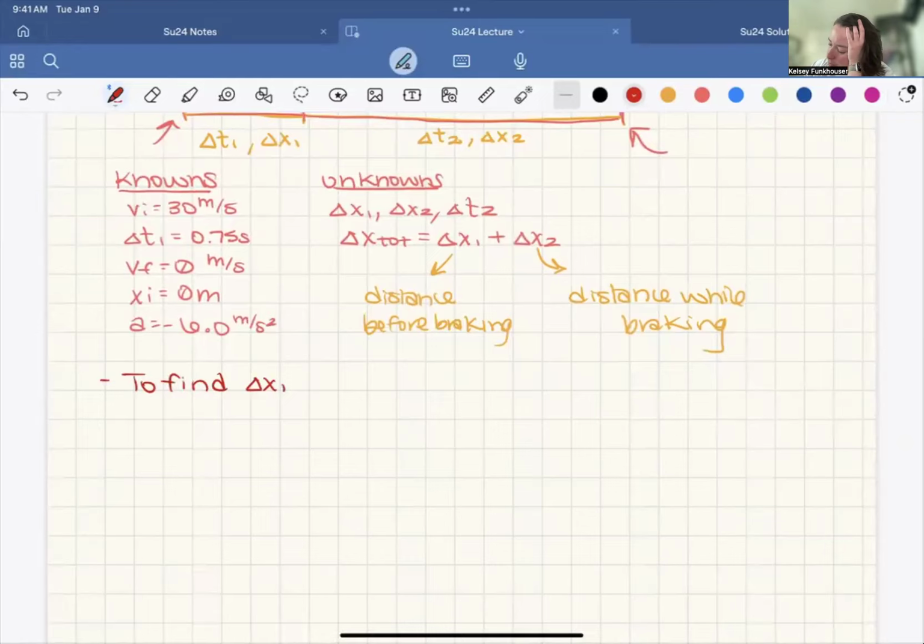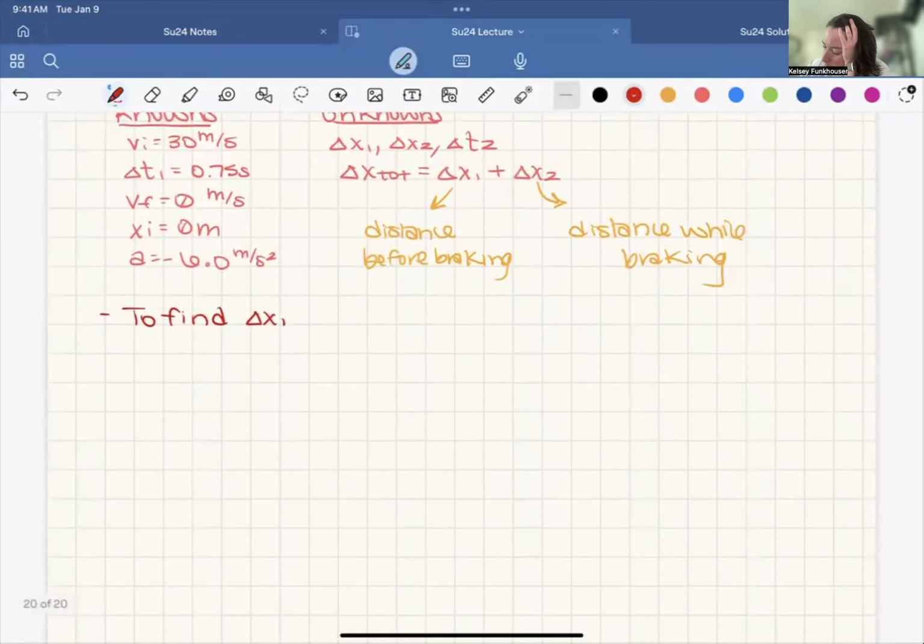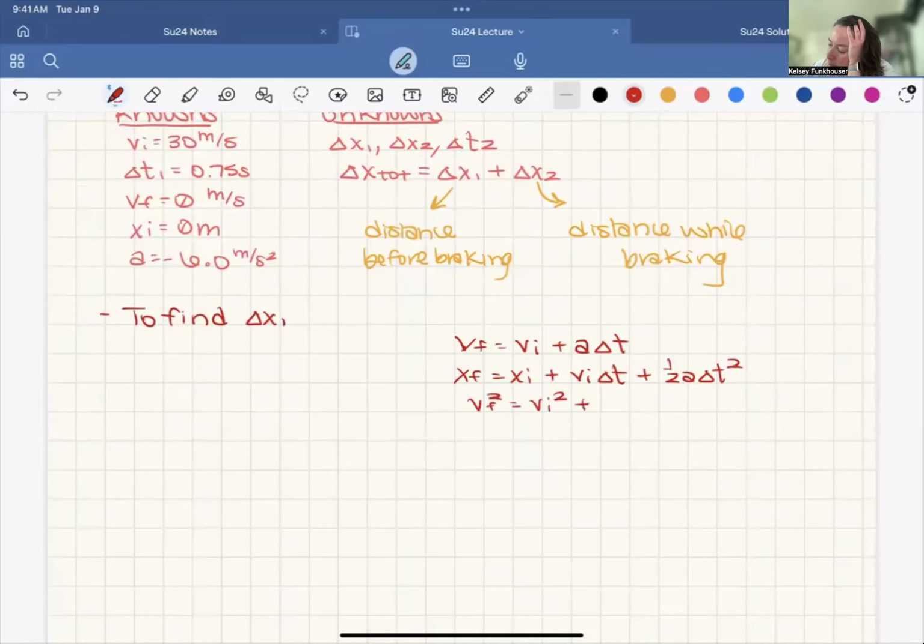So maybe I'll write our equations over here. So what do we got? V final equals V initial plus acceleration times the time interval. X final equals X initial plus V initial times the time interval plus 1/2 acceleration times the time interval squared. And finally, V final squared equals V initial squared plus 2 acceleration times the displacement.